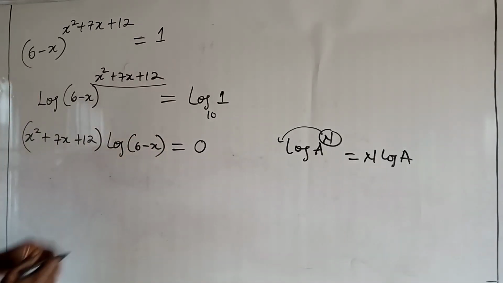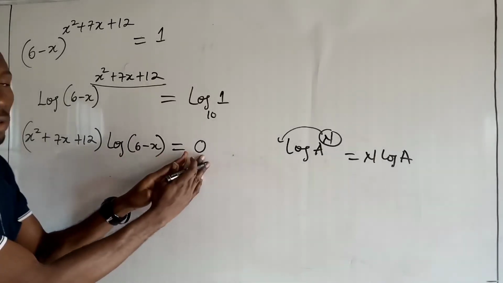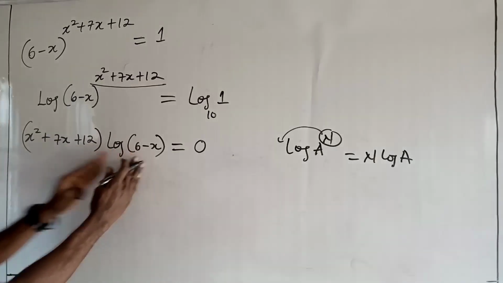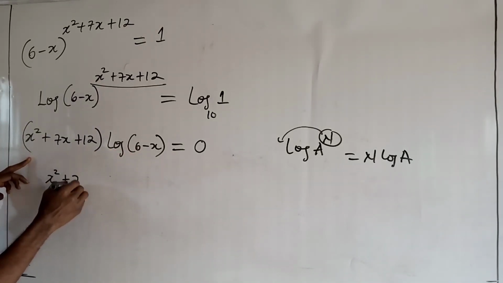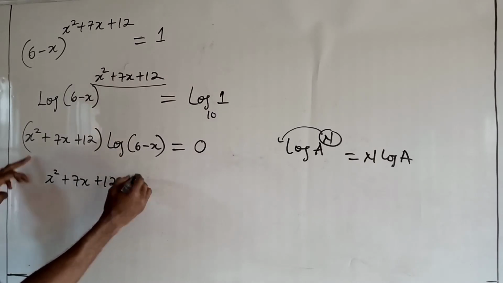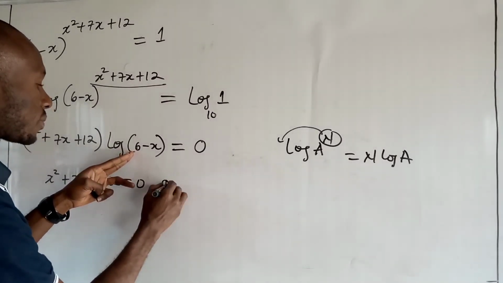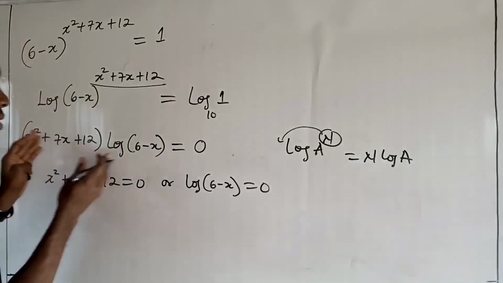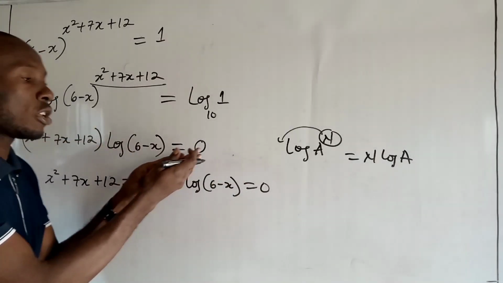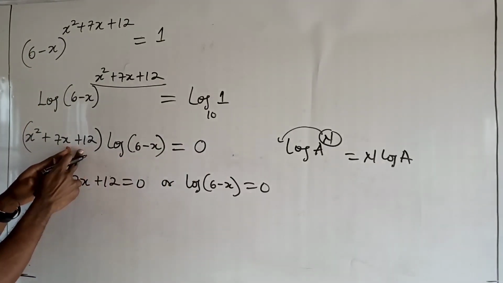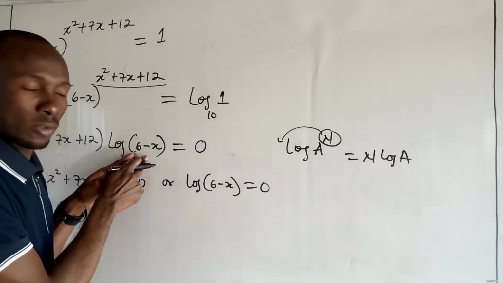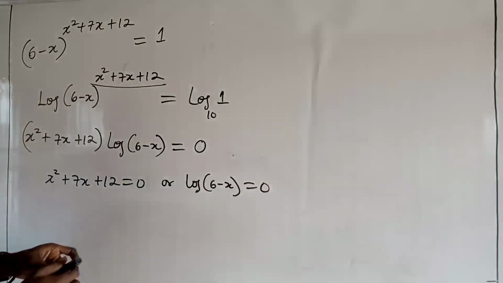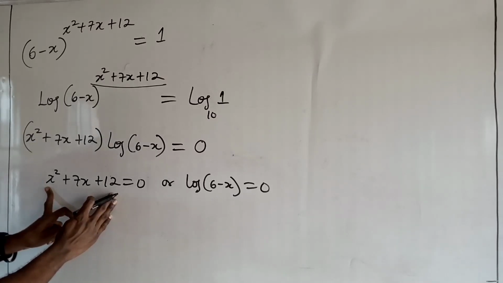Now we have the product of two factors equal to 0. So it means either this is 0 or this is 0. So I'm going to say x squared plus 7x plus 12 is equal to 0, or log (6 minus x) is equal to 0, because this is the product of two functions and they are equal to 0. It means either this is equal to 0 or this is equal to 0. Now the next thing you want to do is to solve these independently.